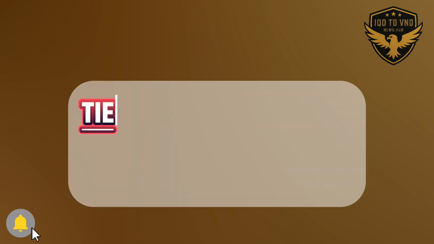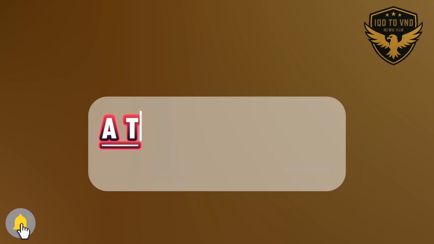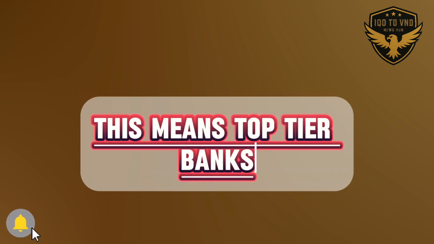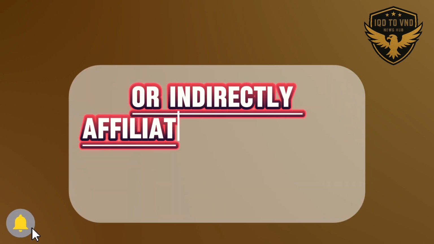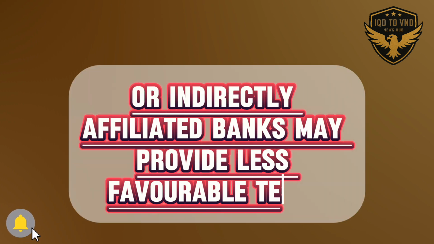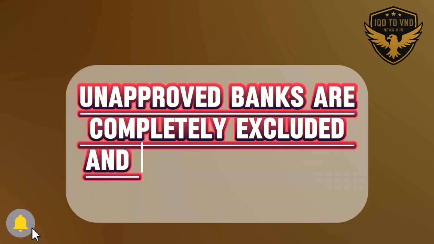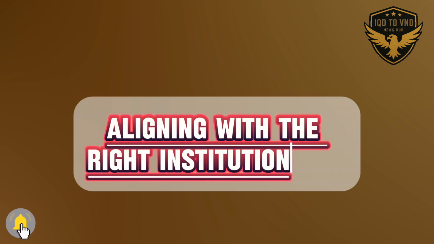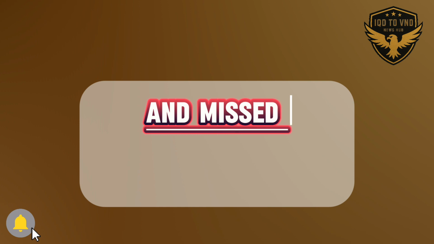Tiered exchange rates. Not all offers will be equal. A tiered system is being implemented. This means top-tier banks with full global compliance may offer superior rates. Mid-tier or indirectly affiliated banks may provide less favorable terms. Unapproved banks are completely excluded and pose a financial risk. Aligning with the right institution now could mean the difference between maximum return and missed opportunity.